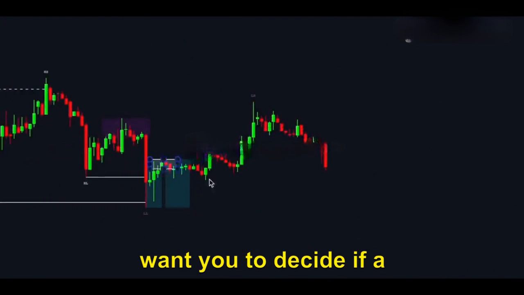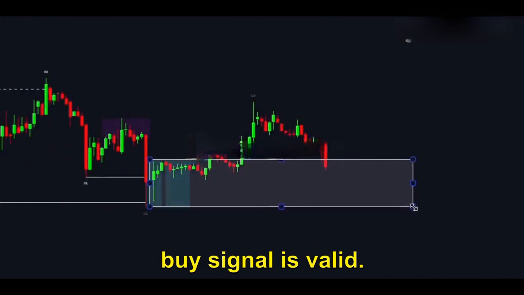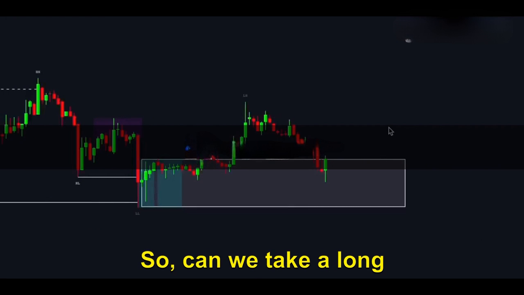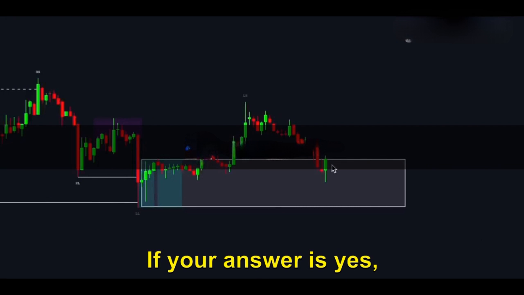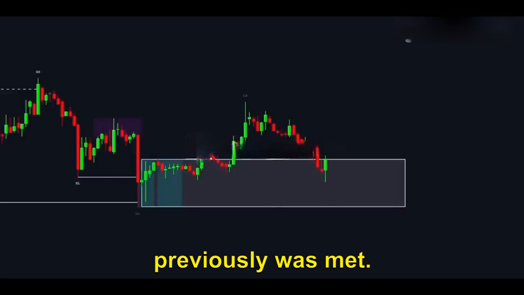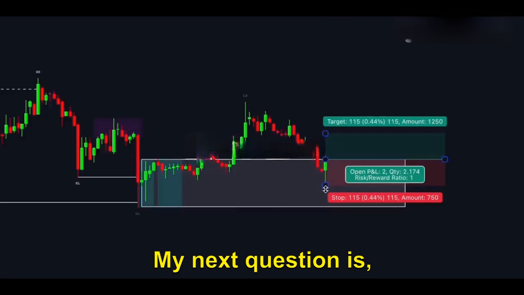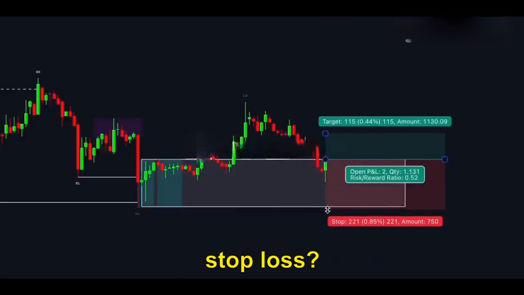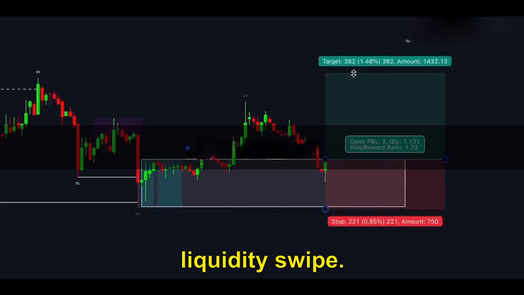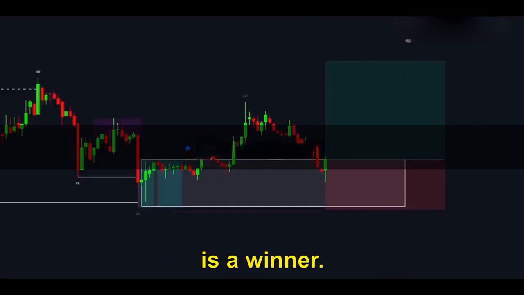In the next example, I want you to decide if a buy signal is valid. Pay close attention to the price action. So, can we take a long position here? If your answer is yes, you're correct. Every condition for a long setup we discussed previously was met. My next question is, where do we place our stop loss? Correct, a couple of pips below the liquidity swipe. Let's see if this trade is a winner.